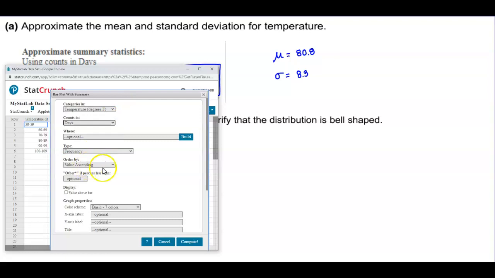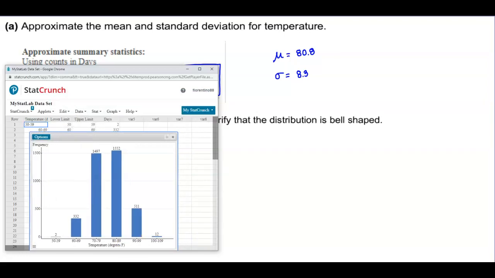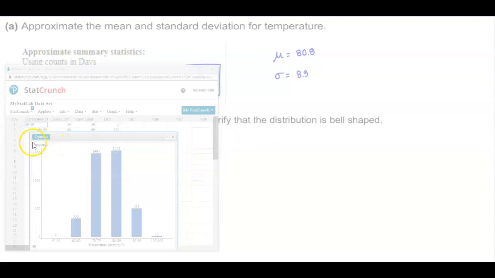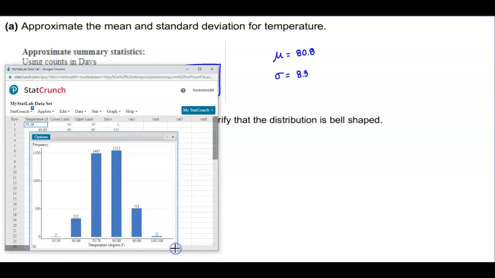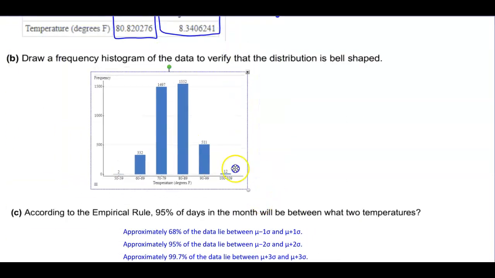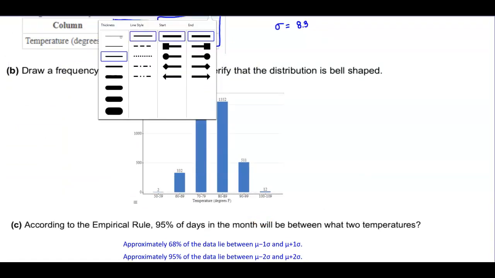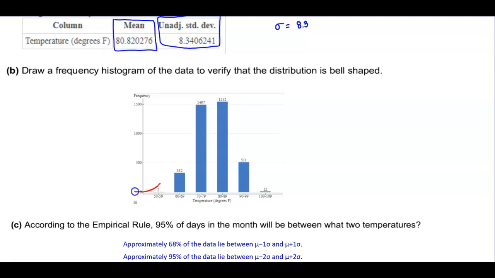Okay, and then we want to create a worksheet. We want to make sure that the values are above the bar. And then we're going to select Compute. Now in a histogram, the bars would be right next to each other. In this case, this is a bar graph, so it doesn't represent a histogram, but it's very similar. What we want to determine is whether this is bell-shaped. If we take a look at this graph, it starts low, then increases in the middle, then goes back down low. So therefore, this is bell-shaped.